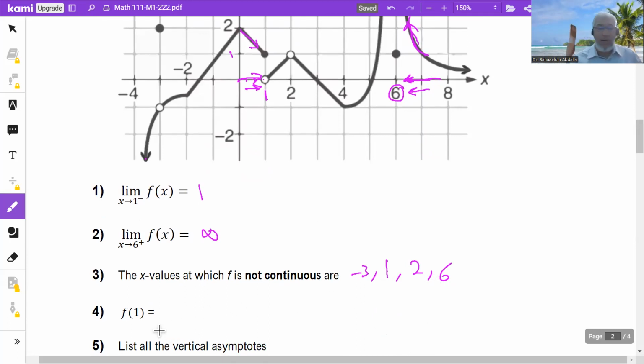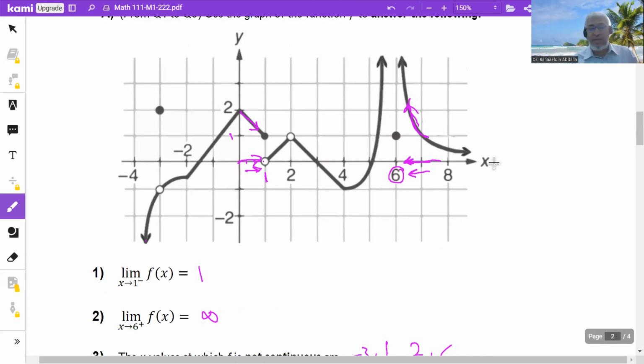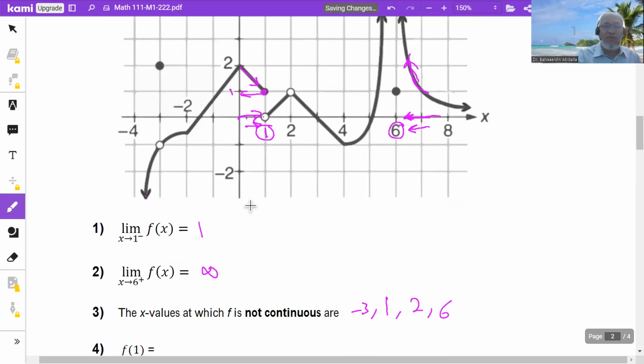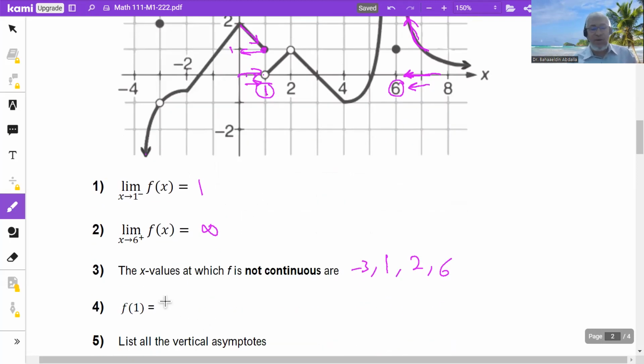What is f of 1? Well, to find f of 1, this means that x is 1. So again, this is the x-axis. These are the values of x. This is 1. When x is 1, where is y? Okay, here there is a hole, so it's not this. But here, this closed circle, y here is 1. So f of 1 is 1.